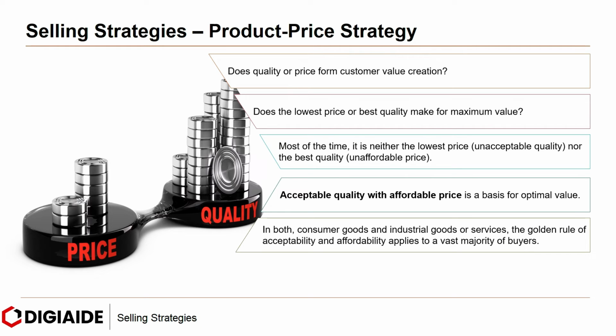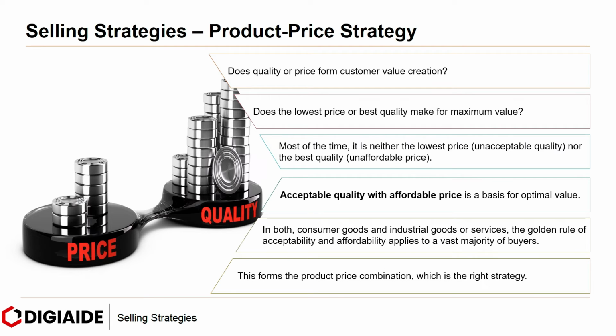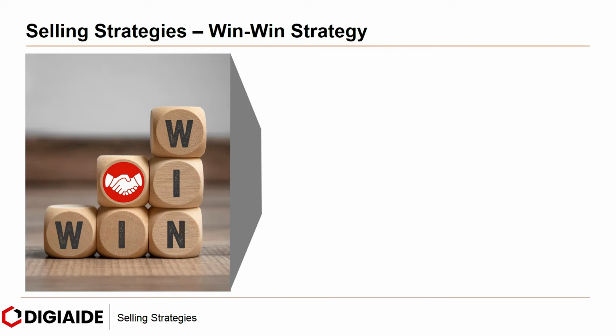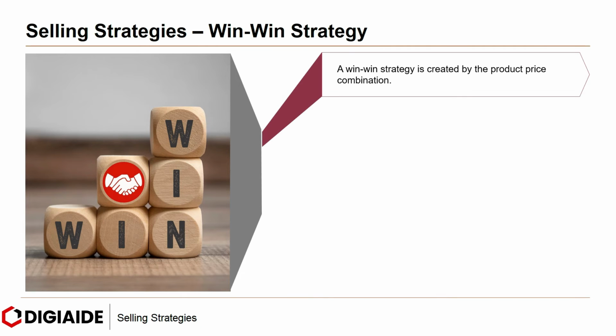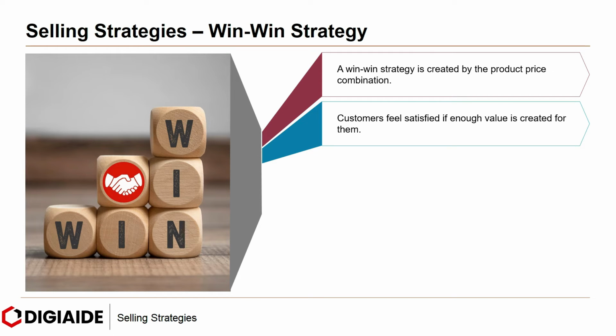In both consumer goods and industrial goods or services, the golden rule for acceptability and affordability applies to a vast majority of buyers. This forms the product-price combination, which is the right strategy. Moving on, win-win strategy. A win-win strategy is created by the product-price combination. Customers feel satisfied if enough value is created for them.